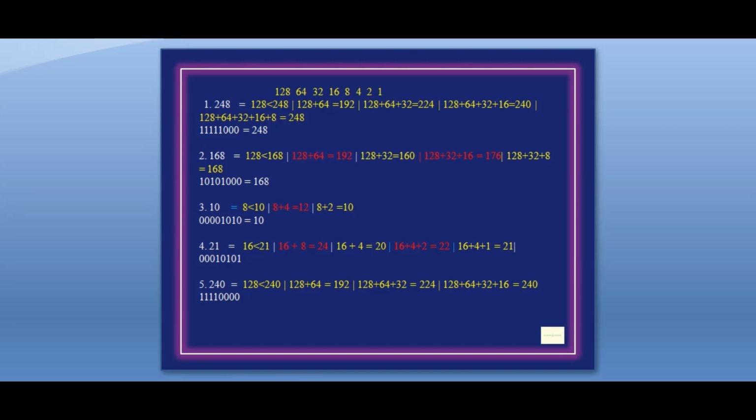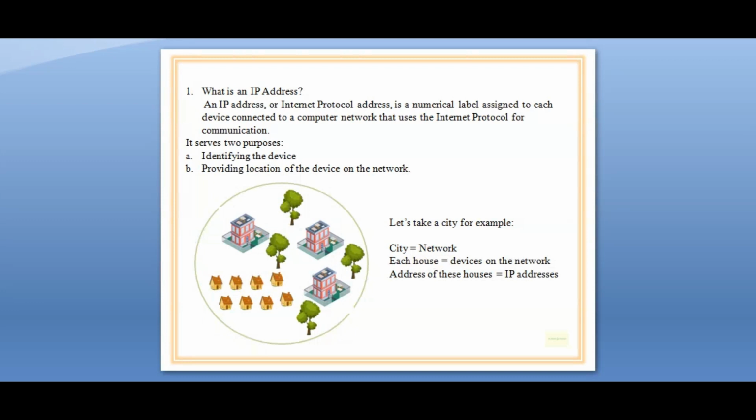128 plus 64 plus 32 equals 224, which is smaller than 240. So place the value of 1 on 32 and move to the next bit, that is 16. 128 plus 64 plus 32 plus 16 equals 240, which is the value we want. So lastly, place the value of 1 on 16 and the rest all are zeros. Therefore, the binary equivalent we get is 11110000.